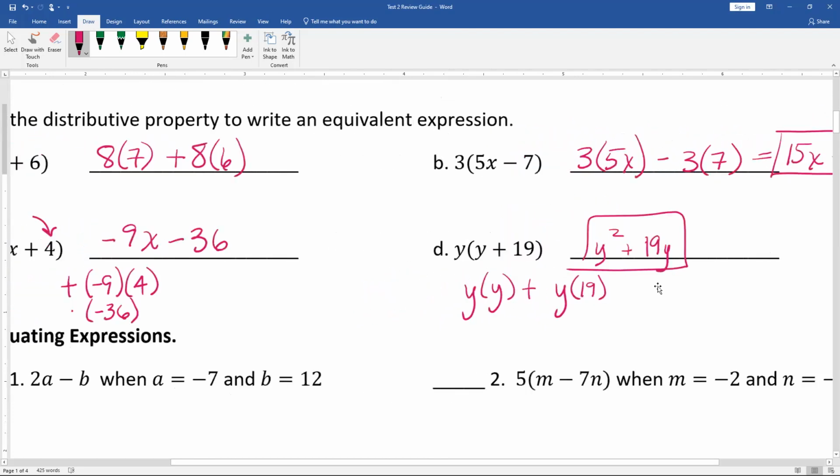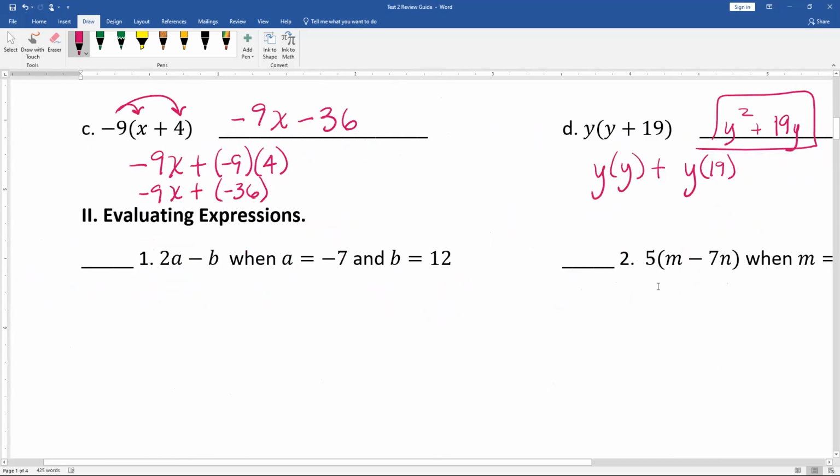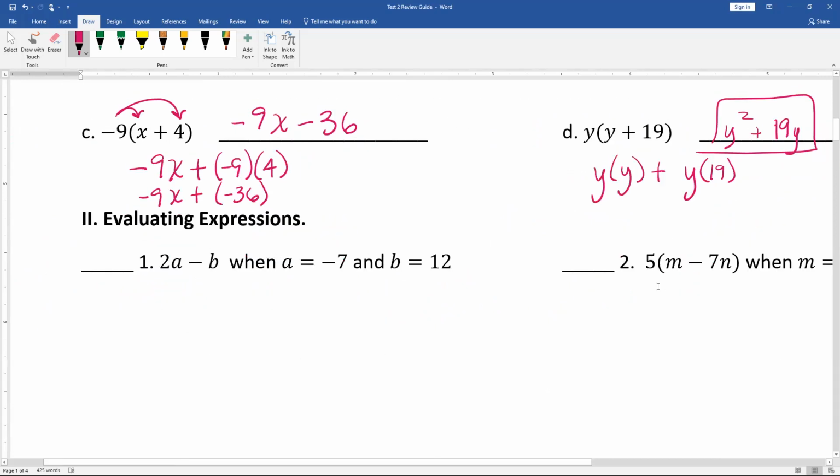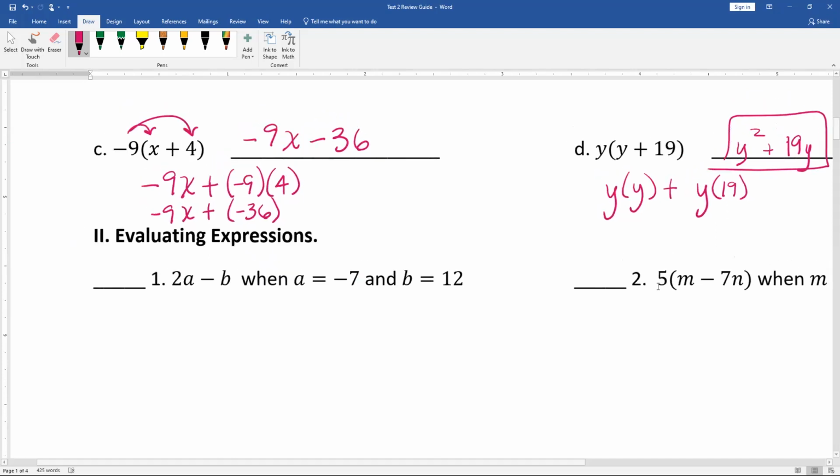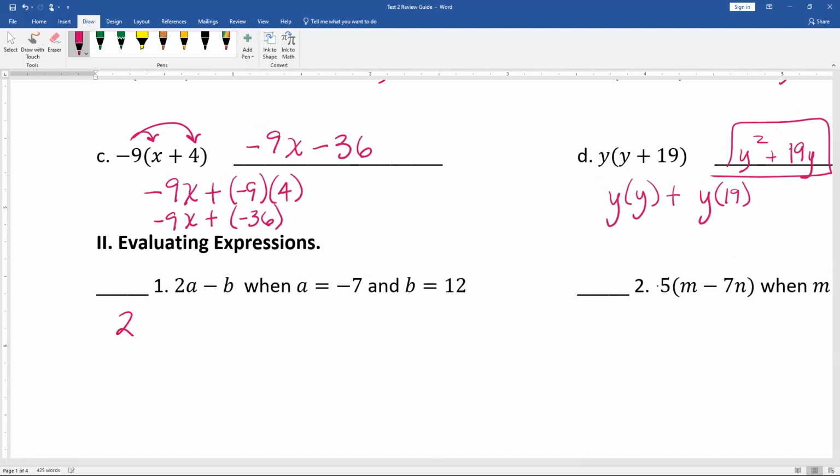Good job. Okay, so now let's actually solve them. So evaluating expressions. Please make sure you work this out. Don't try to do it all in your head. That's where you'll make careless errors. And remember, it's better to be right than it is to be smart. So take the baby steps if you need it.